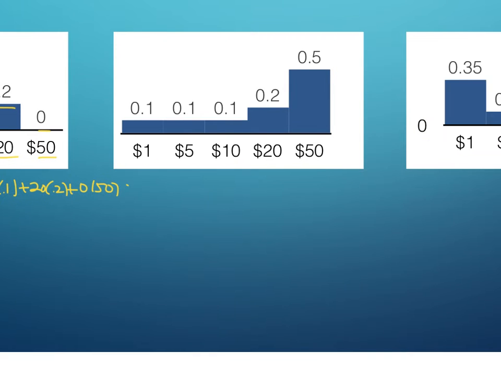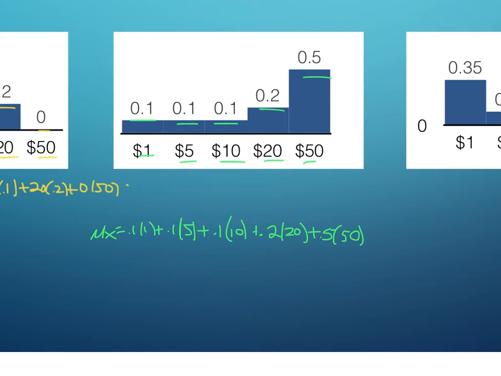Let's move on to the middle histogram and find its expected value. Okay, so notice we took 0.1 times 1, 0.1 times 5, 0.1 times 10, 0.2 times 20, and 0.5 times 50. And then we type it just like we see in a calculator. Hopefully you find an expected value this time of $30.60.